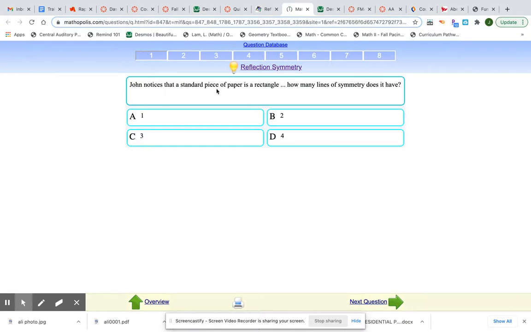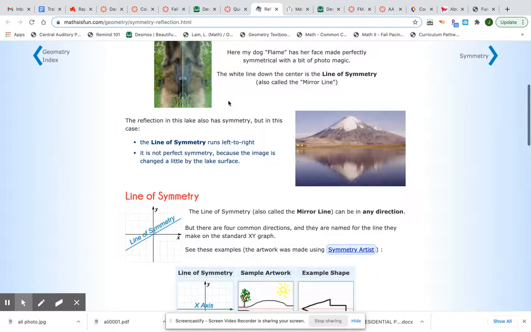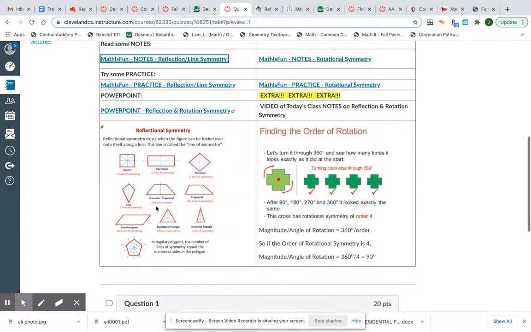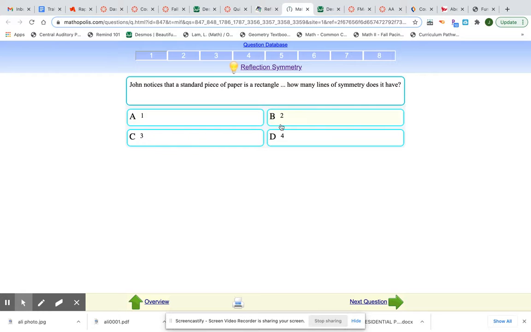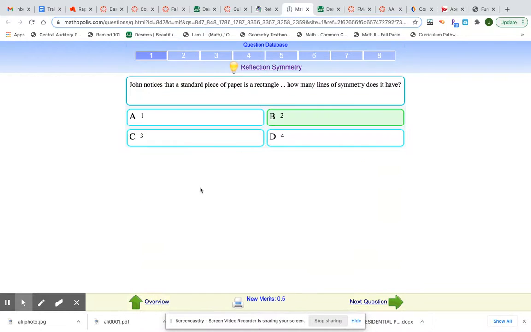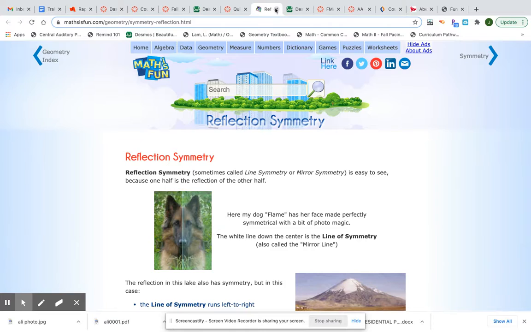It says John notices that a standard piece of paper is a rectangle. How many lines of symmetry does it have? Well, remember, if it's a rectangle, you had a horizontal line of symmetry and you had a vertical line of symmetry. We just saw that on, I believe it was the assignment itself. Down at the bottom, there's a rectangle. So you have the horizontal line of symmetry and the vertical line of symmetry. So that would be 2. And this does a really good job of showing you the right answer and immediate feedback. So go ahead and do some practice there and read through those notes.